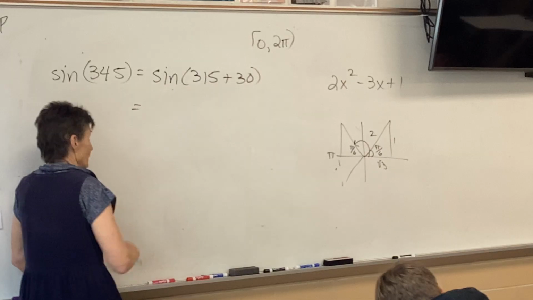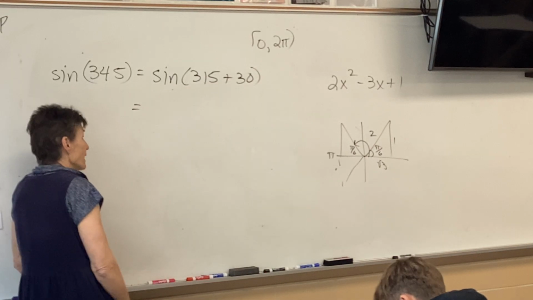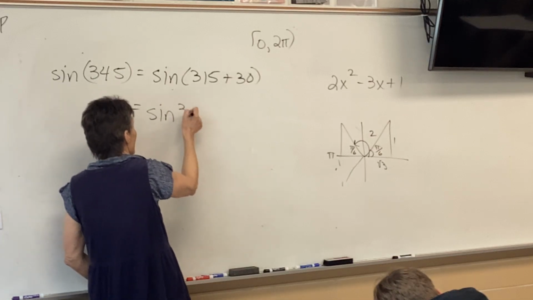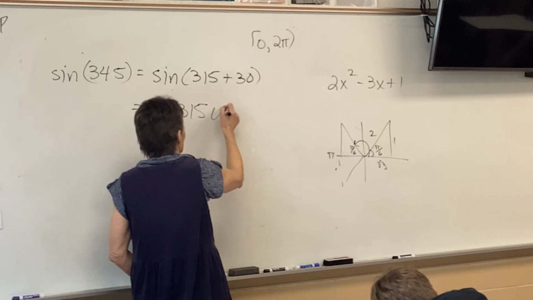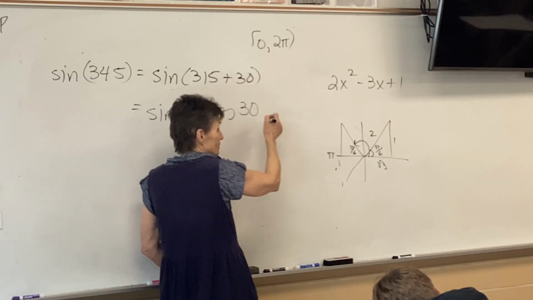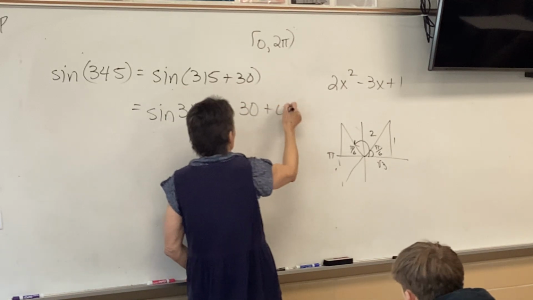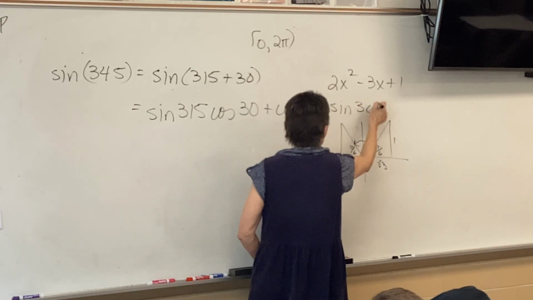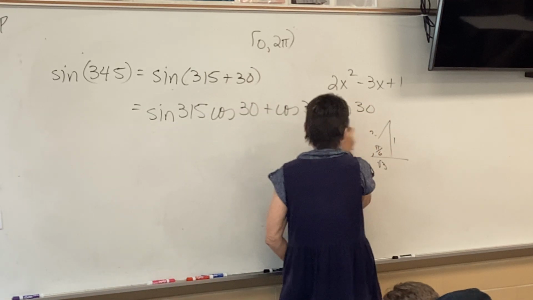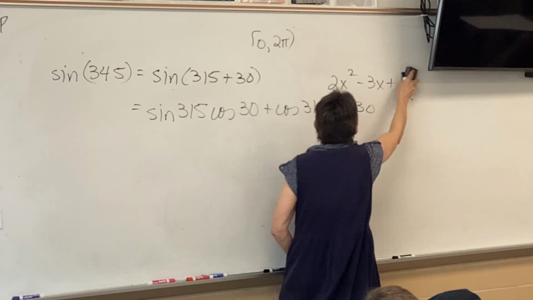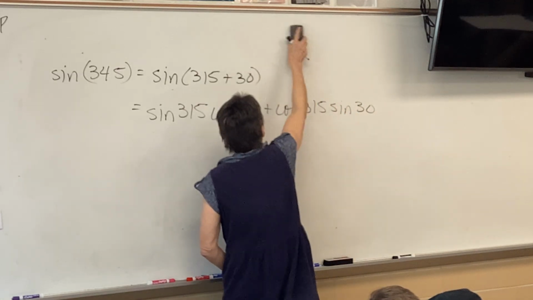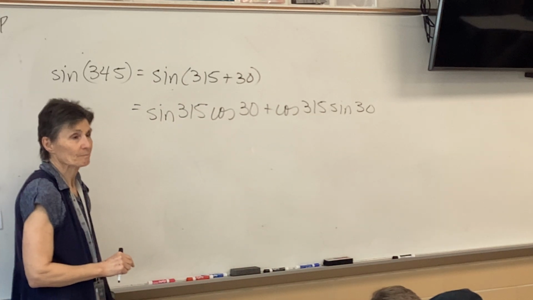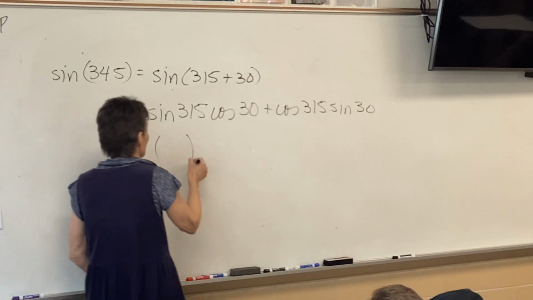What's the formula for the sine of u plus v? Sine of the first, cosine of the second, plus cosine of the first, sine of the second. So far, so good, you guys? All right, so now I gotta start plugging in the numbers.